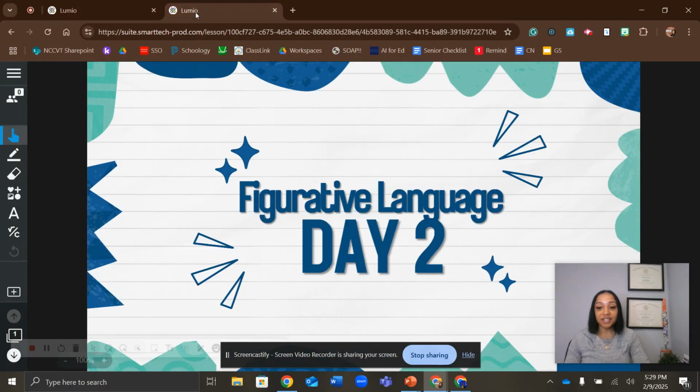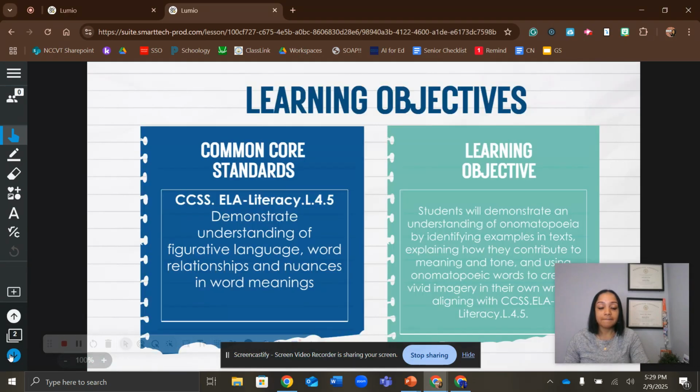All right, so now you're ready to continue with our unit on figurative language, day 2. And now let's go over our learning objectives. We are going to be focusing on ELA standard L.4.5. And the goal of this is for us to understand figurative language when we're reading. Today, specifically, we're going to be focusing on onomatopoeias and personification.